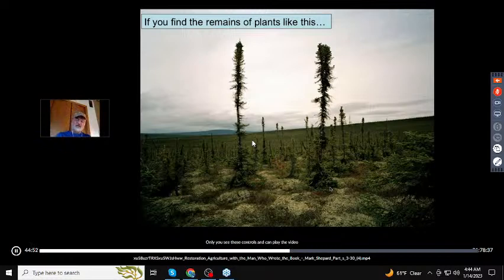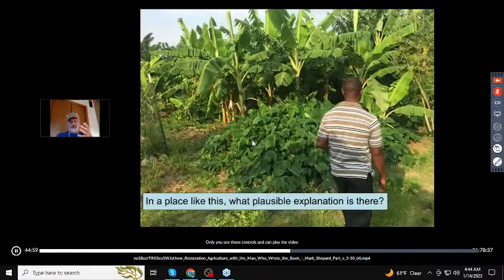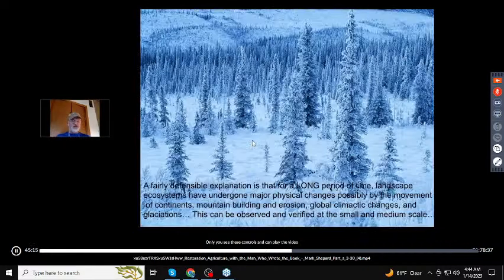So if you find the remains of plants like that in a place like this, what explanation do you have as to how on earth you could have found plants like this here? Well, the only explanation that seems to make sense that we can verify with observation is that for a long period of time, landscape ecosystems have undergone major physical changes, possibly by the movement of continents, possibly by mountain building, erosion of those mountains, exploding volcanoes, global climatic changes, and glaciations.